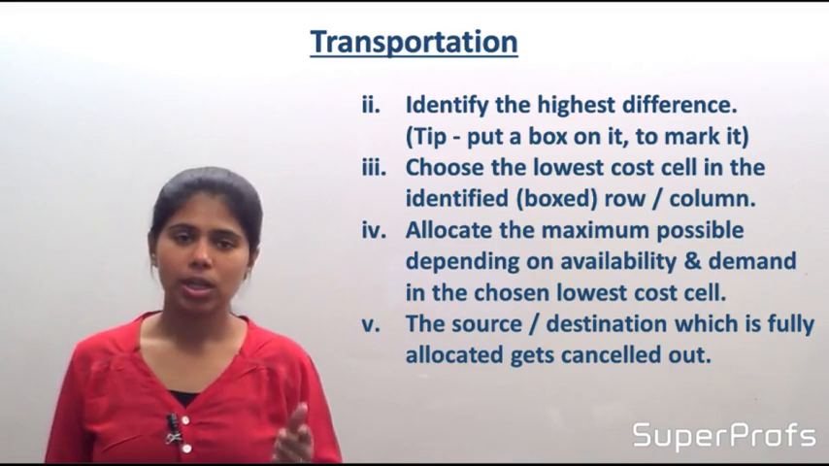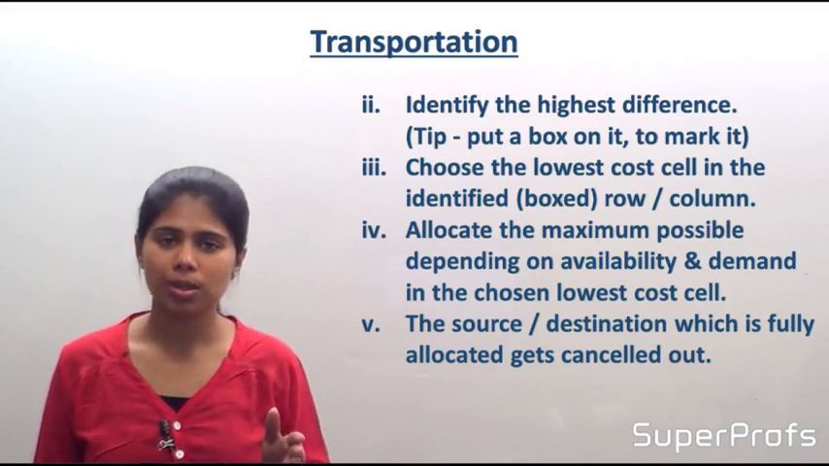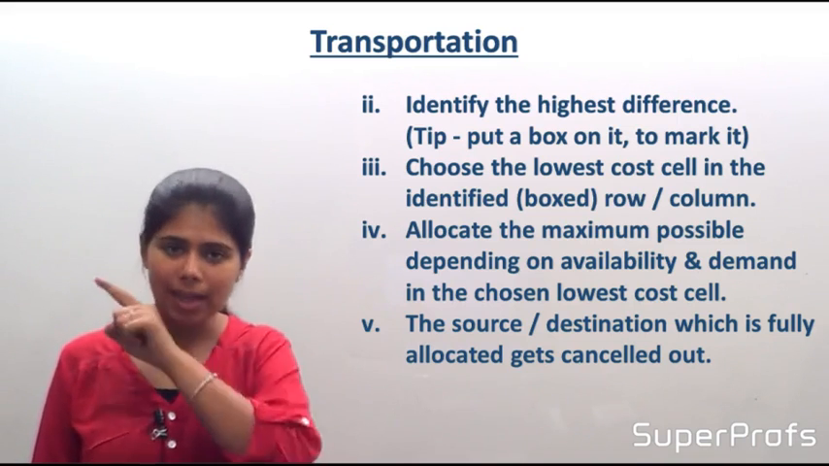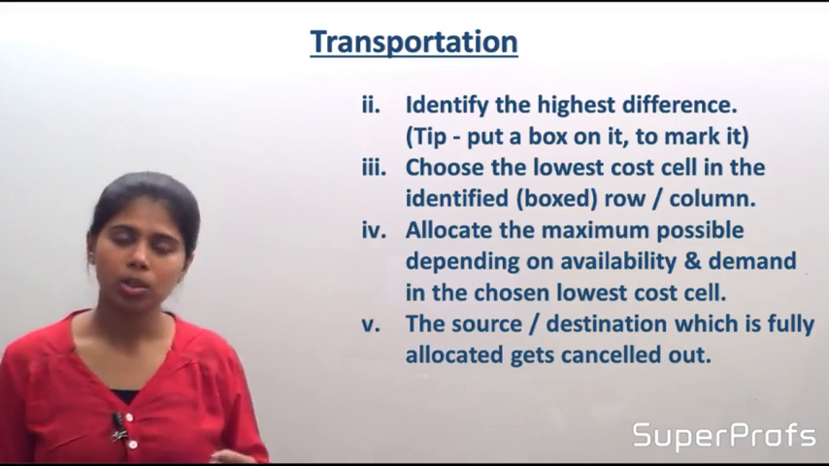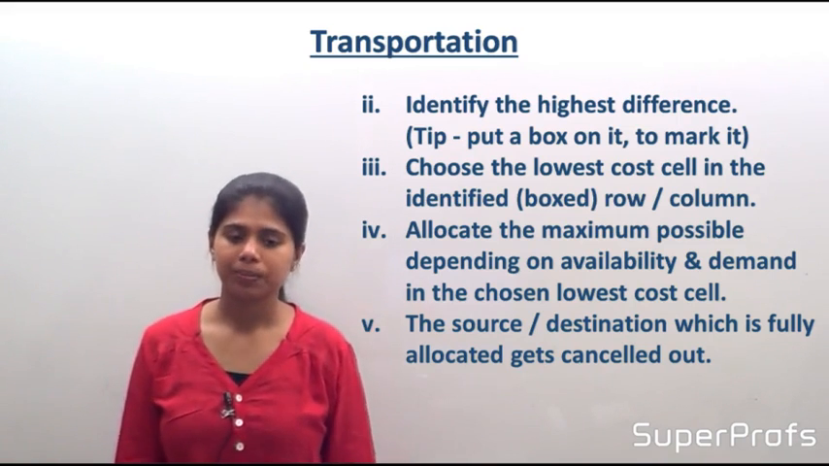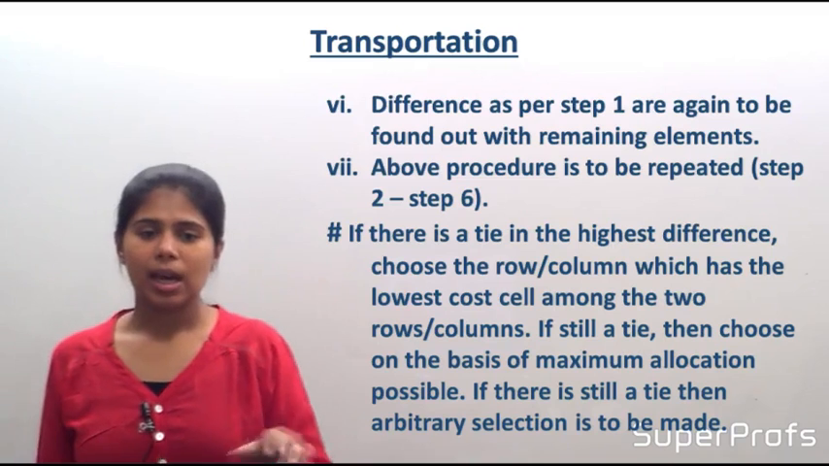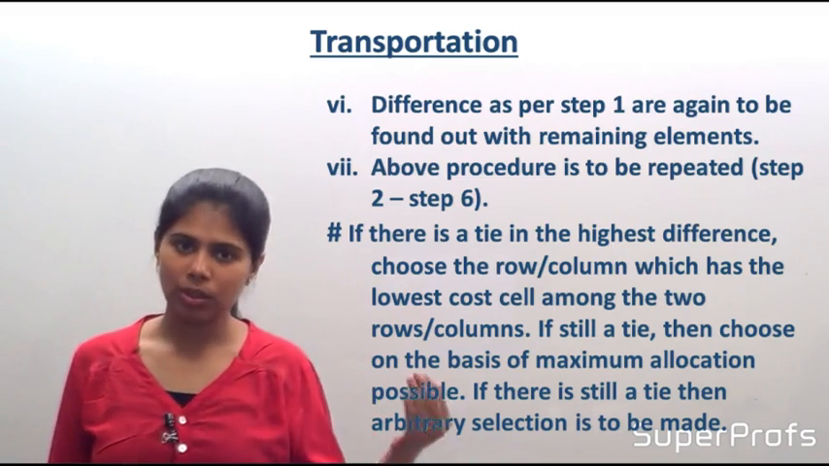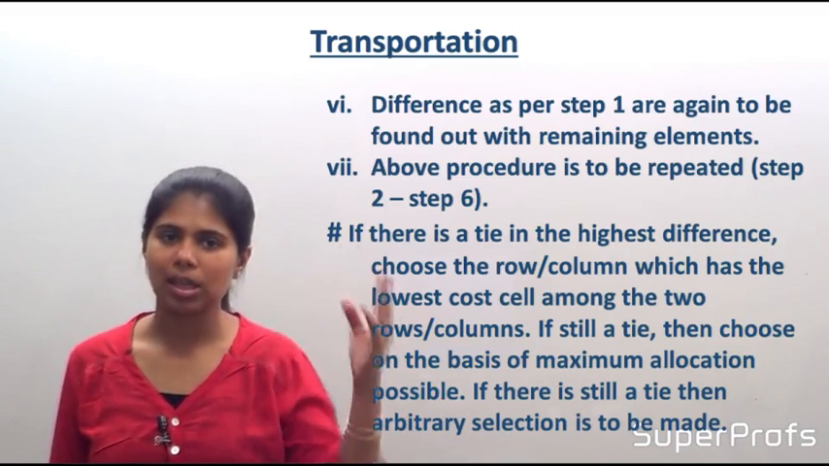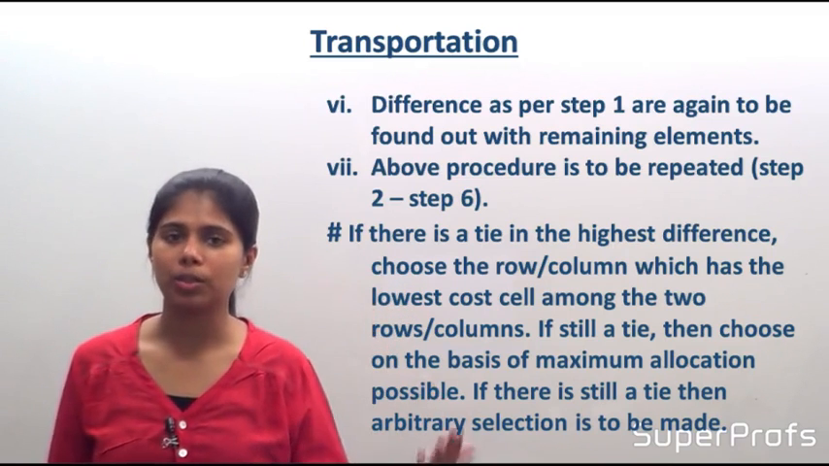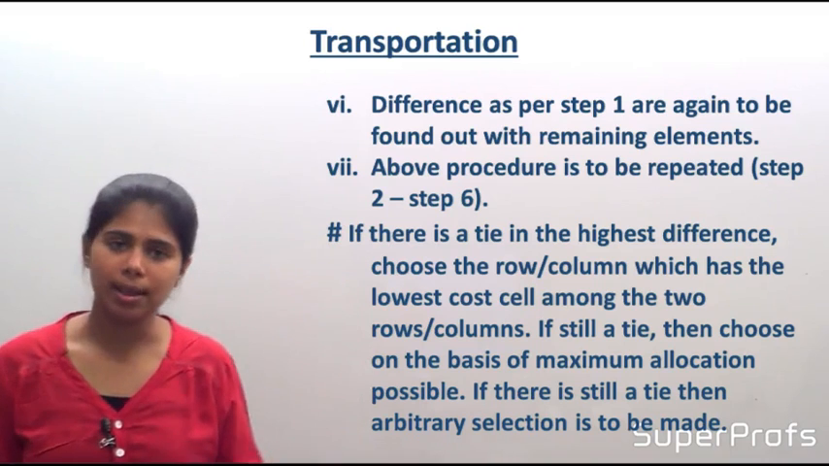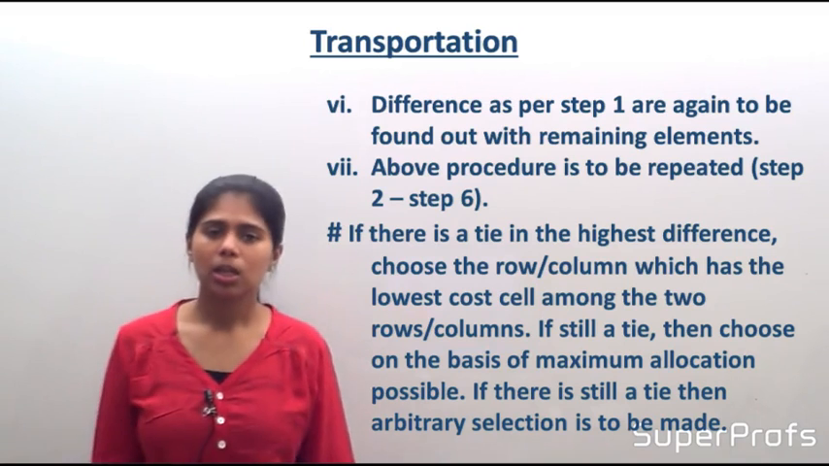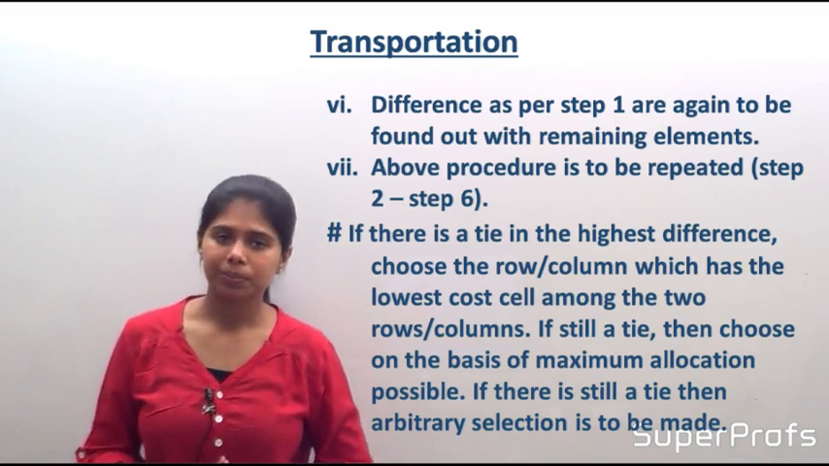When the source or destination is fully exhausted, which means it's fully allocated, I cannot allocate anything further over there. I cancel out that row or that column, whichever is fully exhausted. After this, I again go to step 1. I again find out the differences of the smallest and the second smallest number of each row and column individually, and I repeat all the steps till here. So we redo this entire process till all our allocations are done.